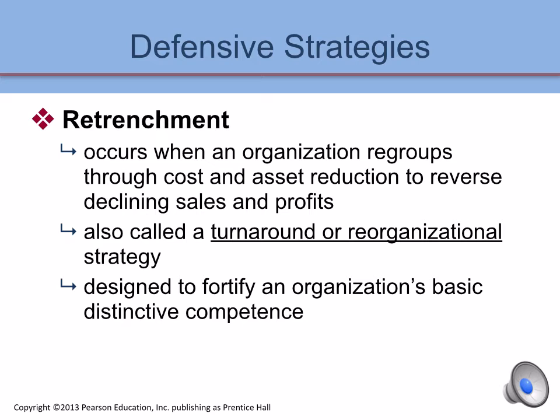And the last type of strategy that we will be talking about is the defensive strategies. Defensive strategies are also called a turnaround or reorganizational strategy. When an organization restructures through cost and asset reduction to reverse declining sales and profits, we call it a retrenchment strategy. Examples for retrenchment are selling assets, firing workers, reducing expenses or costs in response to economic difficulty.